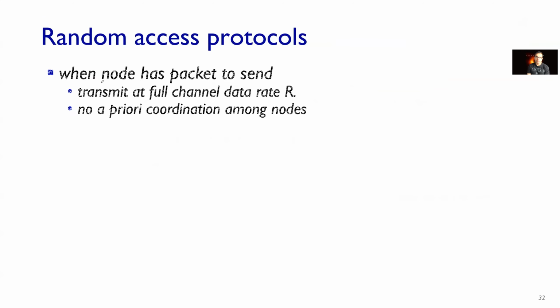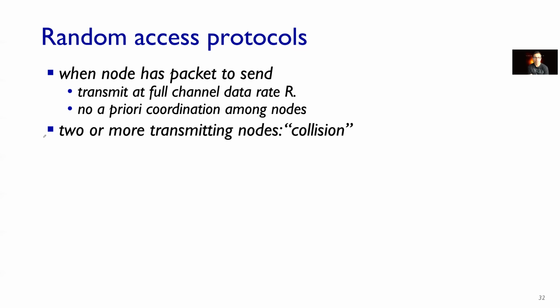Okay, so that was one family. The second family is what are referred to as random access protocols. These are fairly simplistic in that they do not assume any partitioning, both in terms of time or frequency bands. The idea is fairly straightforward. When a node has a packet to send, it will transmit at the full channel rate. There is no prior coordination.